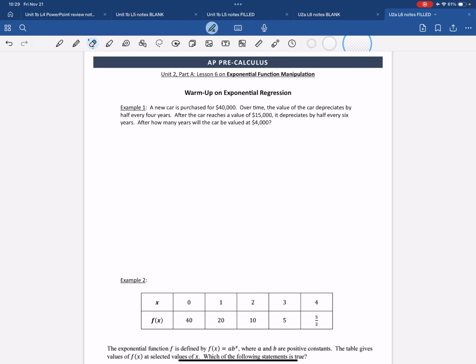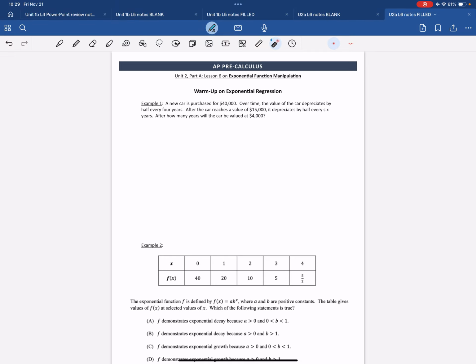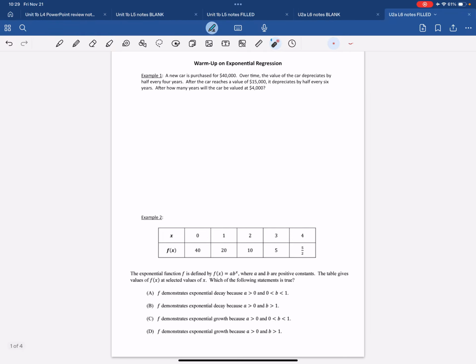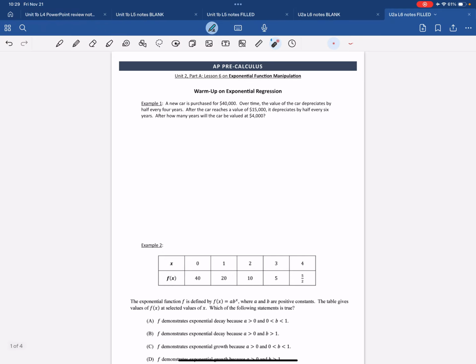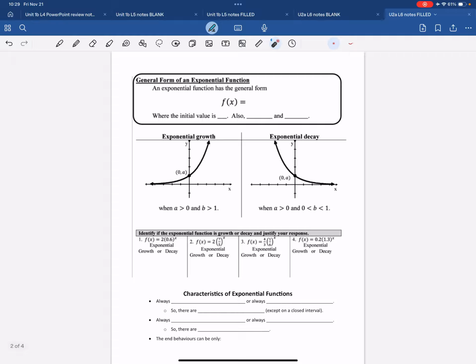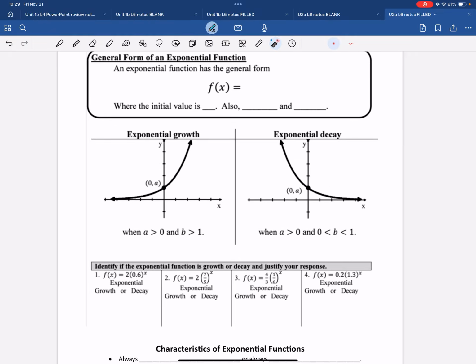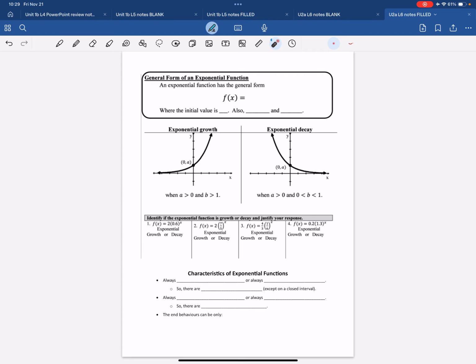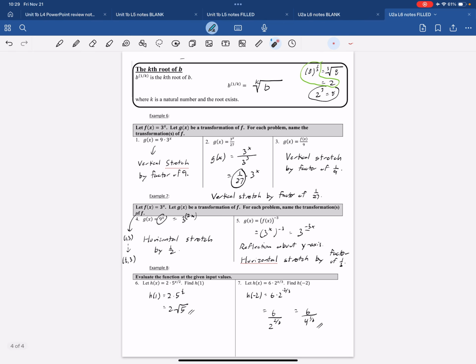So what we're going to look at today is really graphical properties of exponential functions. I'll come back and do these warm-ups at the end because this is something that we did a little bit earlier, but I want to go through a couple examples just to solidify that. So let's go to these pages to get through.